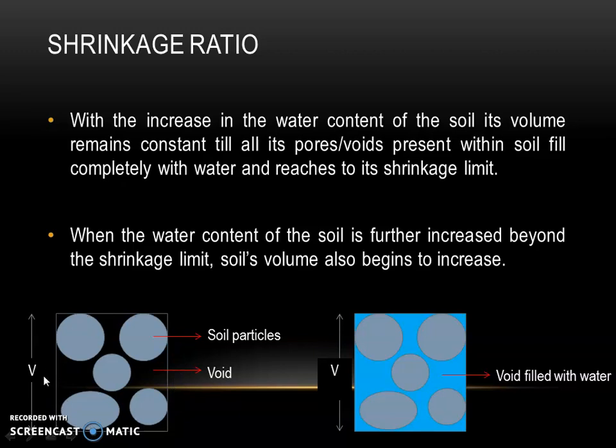We can see a soil mass of initial volume equal to V. There are soil particles shown, and in between the empty space is represented as void. When we add water to this soil mass, the water will try to fill up the gaps present in between the soil particles, that is, it will try to fill all the voids. In this process, the volume of soil will not change till all the voids present in the soil mass get filled up with water. So here we can see that till all the voids have got filled up with water, the initial volume V is equal to final volume V.